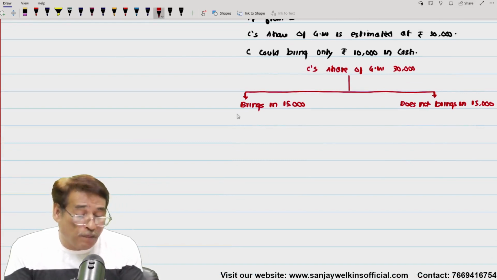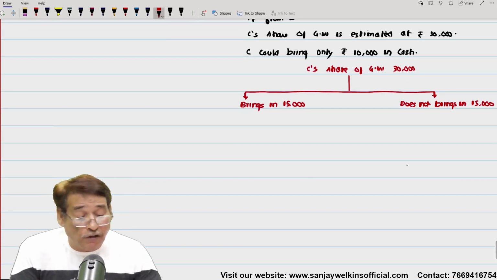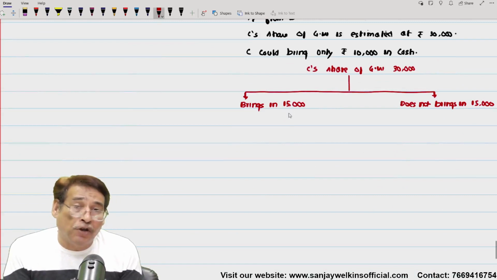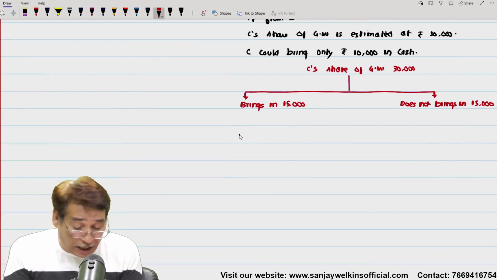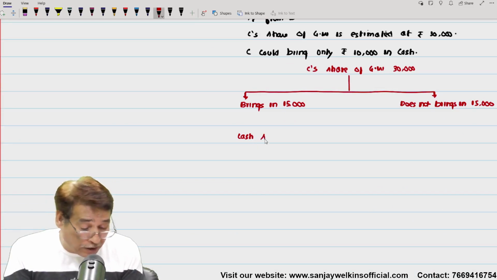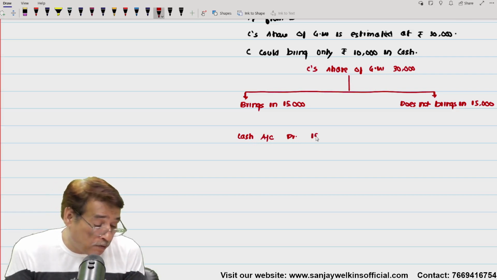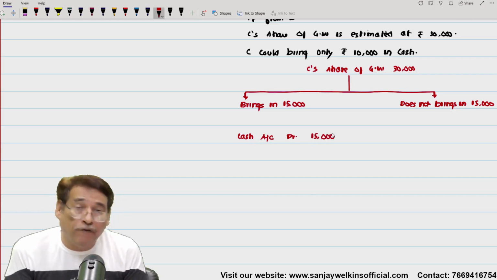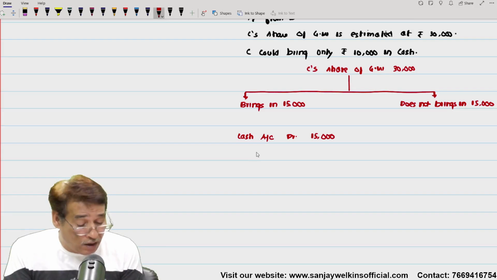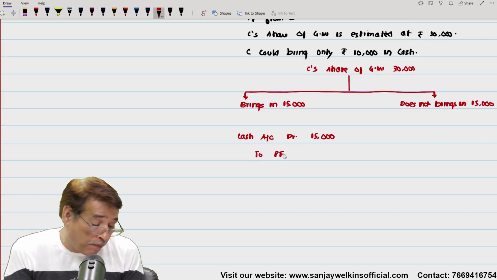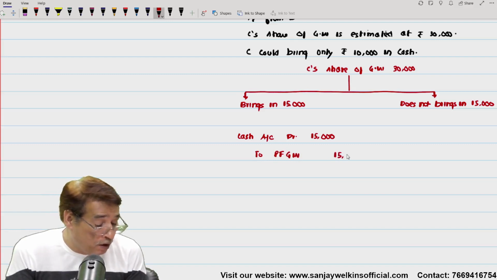So, in this case, for the portion which he is bringing in cash, you are going to apply the rules which I just mentioned when he brings his share of goodwill in cash. So he is bringing 15,000 of his share of goodwill in cash. I will write the entry: cash account debit 15,000. Is it clear to you? And premium for goodwill account 15,000.